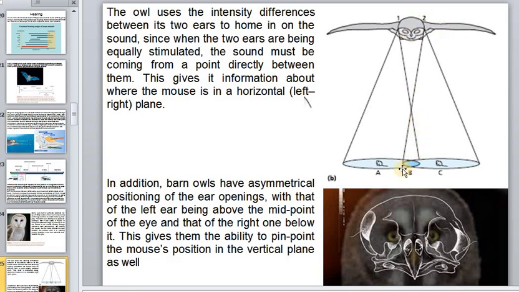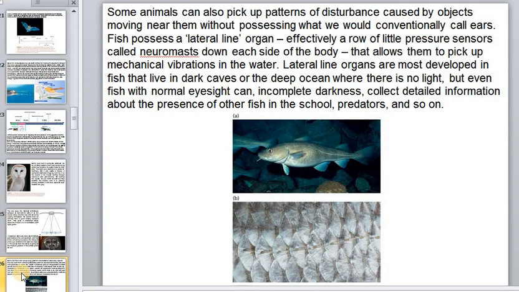And here we see this location like a target, and this gives information about where the mouse is in the horizontal left-right plane, and here in the vertical plane as well. So it's absolutely sensible. Animals can also pick up patterns of disturbance caused by objects moving near them without possessing what we would conventionally call ears.